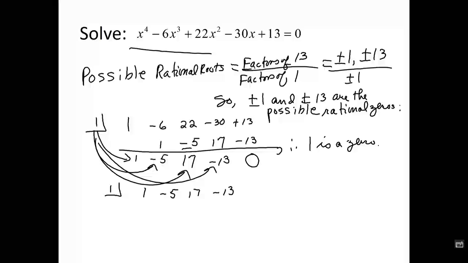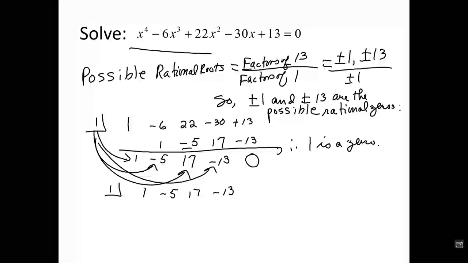If it doesn't work, we go on to perhaps try negative 1. If that doesn't work, we try 13 or negative 13. But let's try 1 on the resulting quotient here.